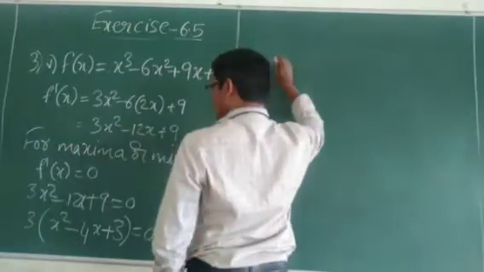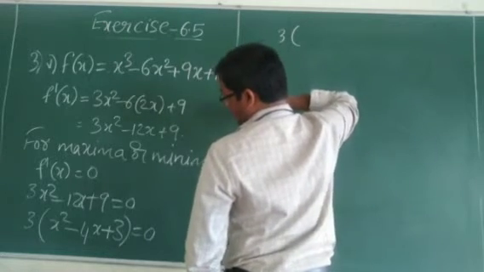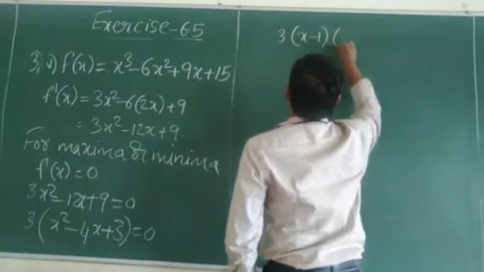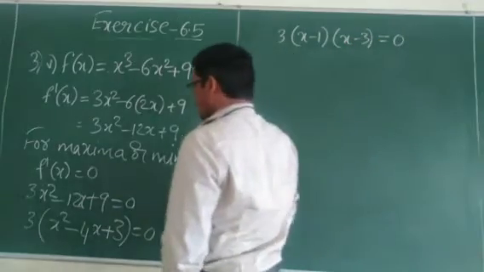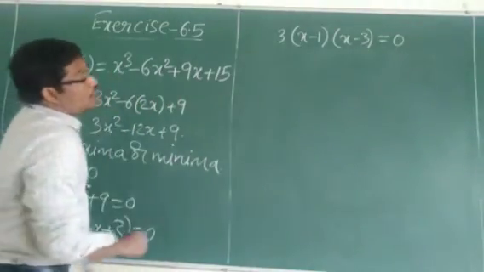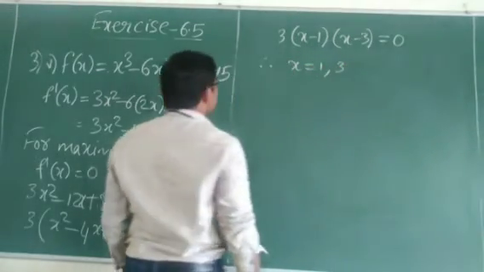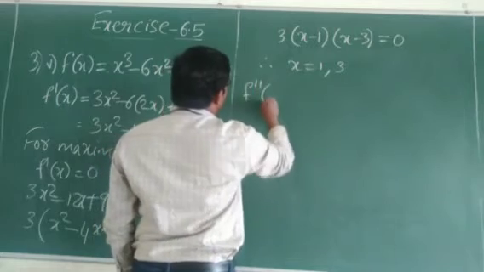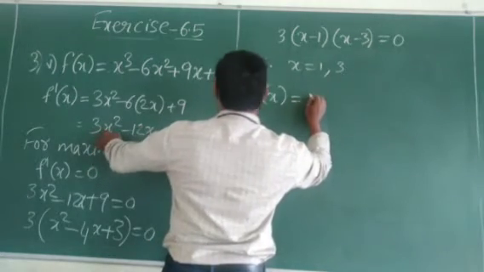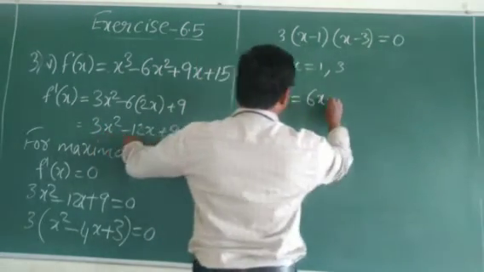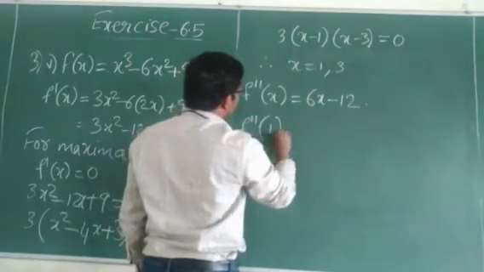We can take the factors here. The factors will be x minus 1 and x minus 3. You can take the factors and verify. So from this the critical points will be x equal to 1 and 3. Once we get the critical points, take the second derivative. The second derivative here: for 3x square, the derivative is 3 into 2x, that is 6x, minus 12. Now we can substitute these 2 critical points.